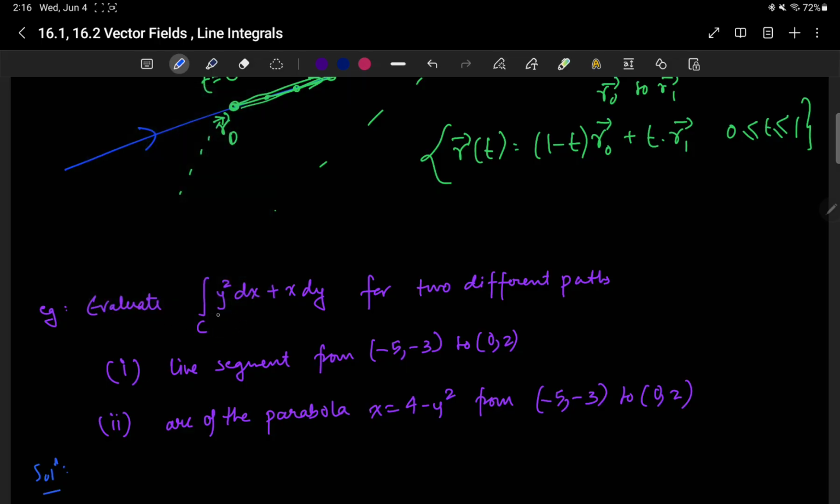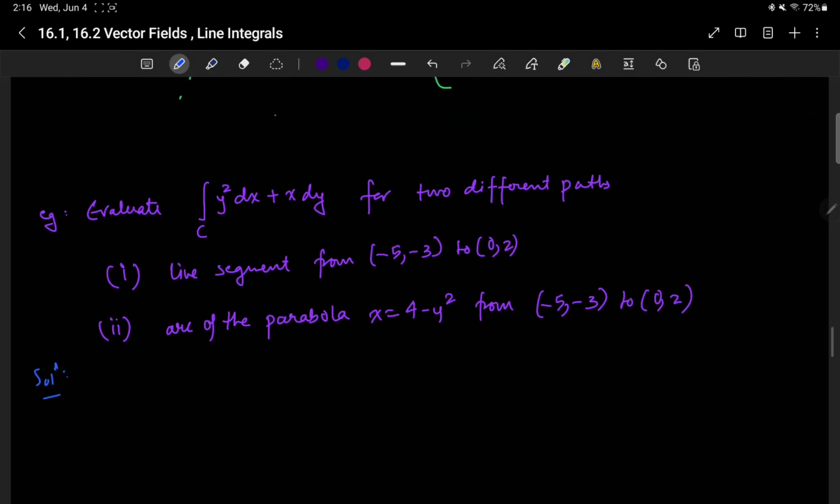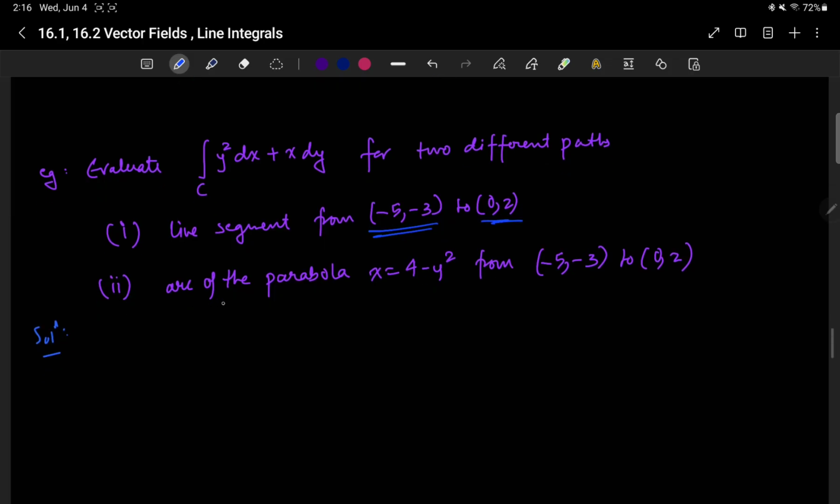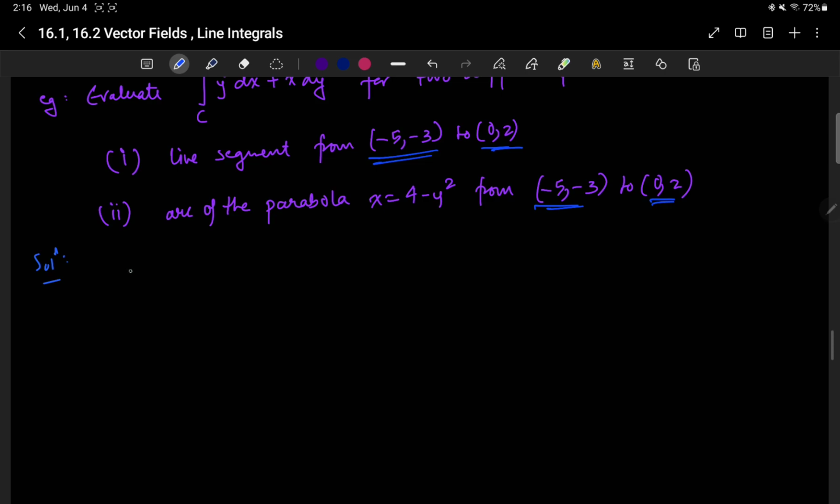So evaluate the line integral of y squared dx plus x dy for two different paths. The first path is a line segment from negative 5, 3 to 0, 2. And the second path is the arc of the parabola x equals 4 minus y squared from the same 2 points. So let's look at what's going on here. I have a point negative 5, negative 3, and I have 0, 2. Suppose I color this with blue, then this is the first path I'm taking. It's just a line segment.